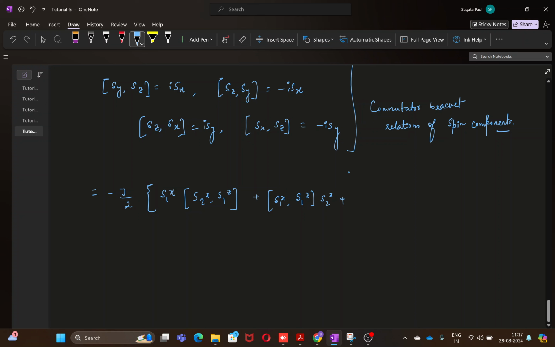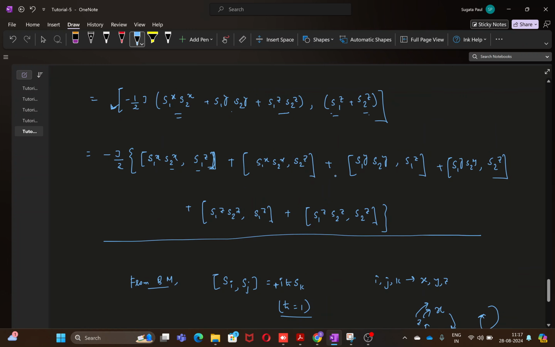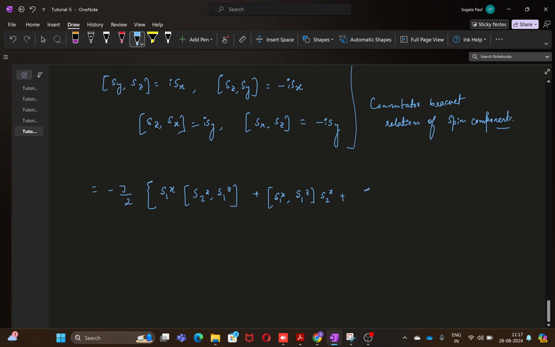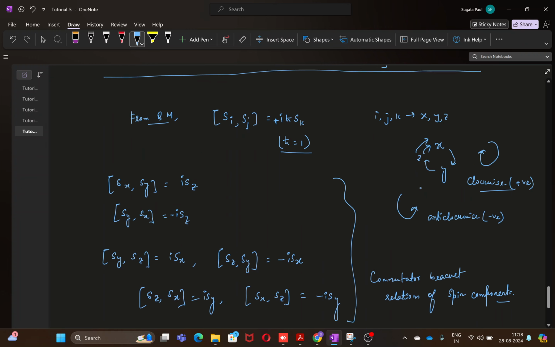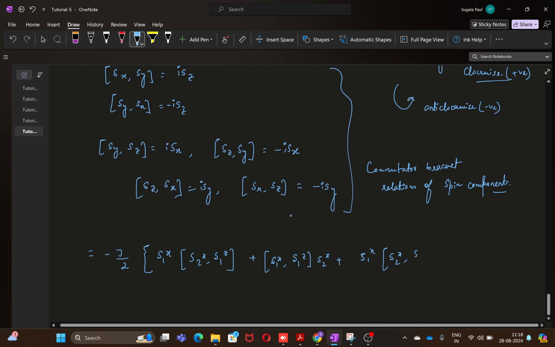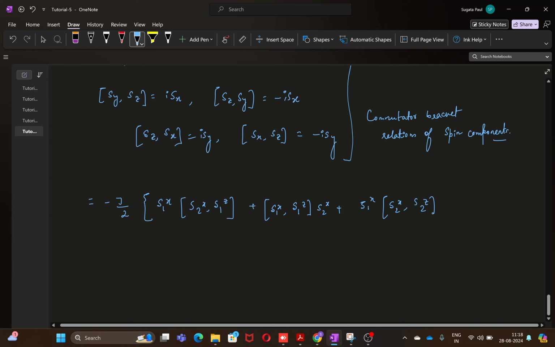Okay, so let us continue with the further terms. The first two terms we have already given. Then the next term is s1x comma s2z, with s2x on the left remaining outside. Wait, I have probably already taken that term. No, sorry, I have taken the term for s1z. So this is s2z, plus now s1x and s2z come together and s2x remains on the right.